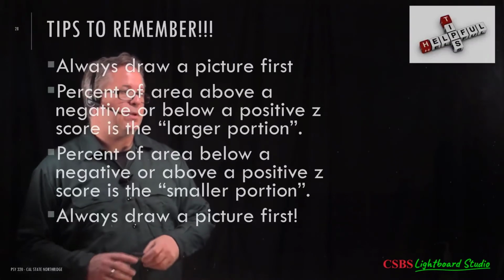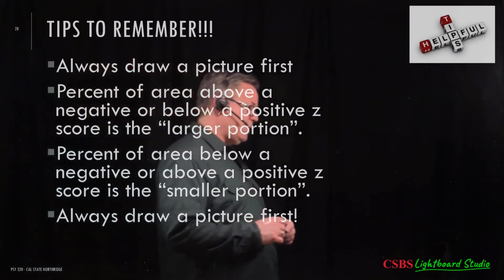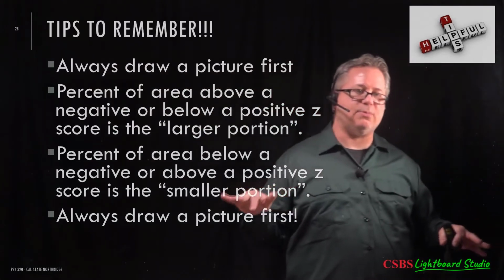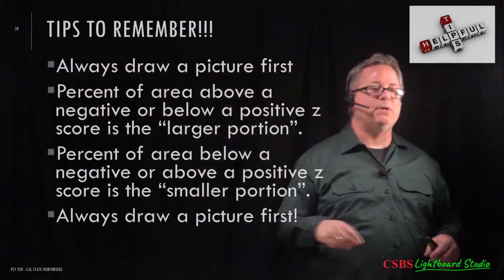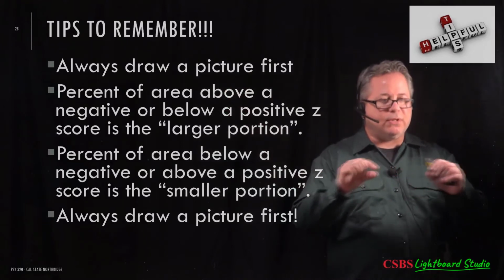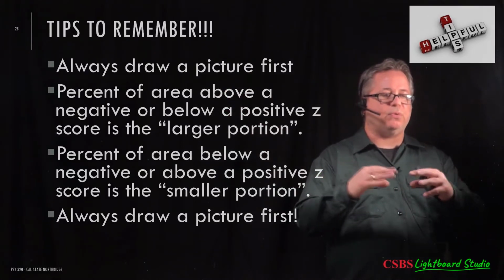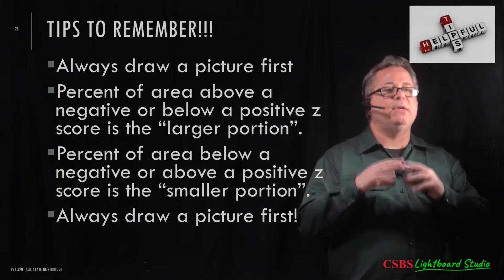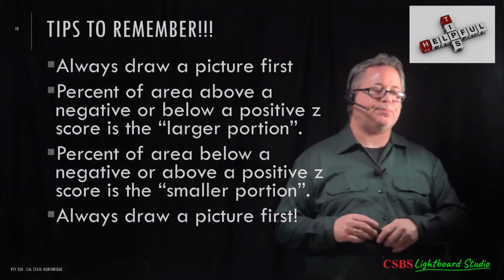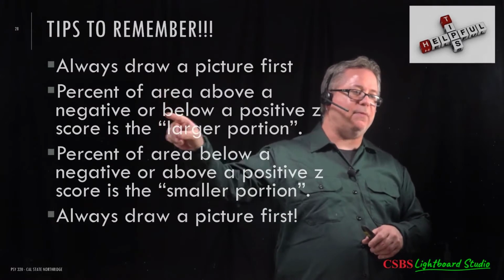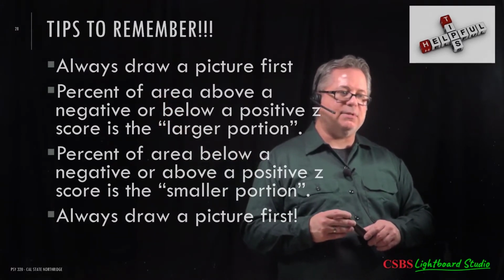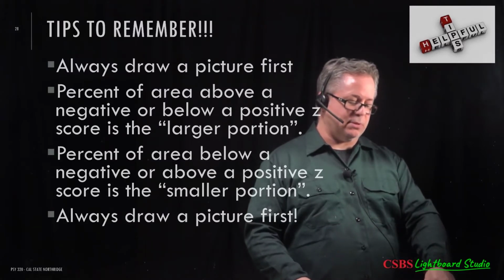Okay, so these are the tips I was thinking of. Tips to remember. Before you do anything when solving some of these problems, you should always draw a picture first. Draw a normal distribution, put in the z-scores, put in the corresponding raw scores to the standard deviation, so you can actually get an idea of what it looks like, and then start to figure it out. So the percent of area above a negative or below a positive is the larger portion.